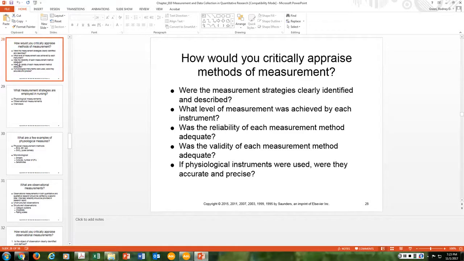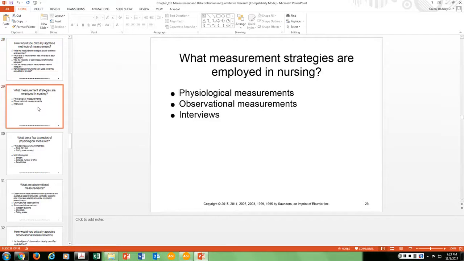What level of measurement was achieved by each instrument? Was the reliability of each measurement method adequate? Was the validity of each measurement method adequate? If physiologic instruments were used, were they accurate and precise? What measurement strategies are employed in nursing?